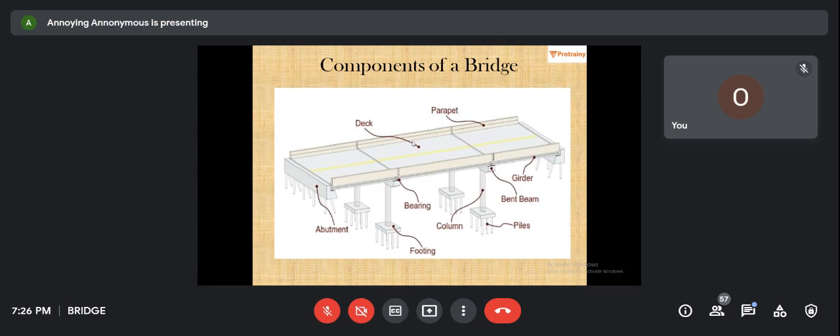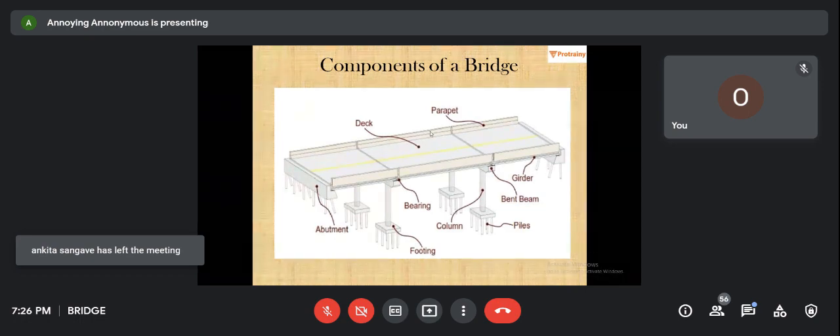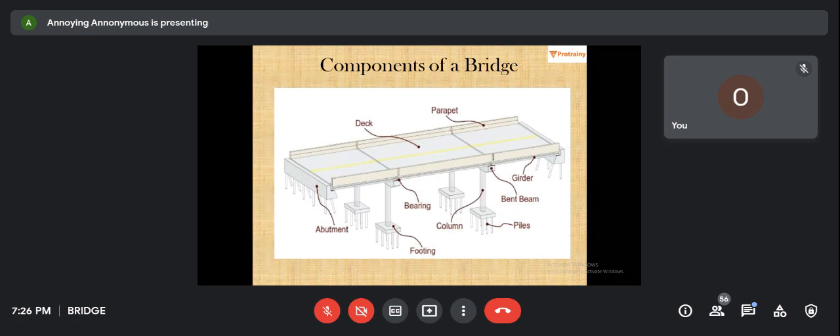So from the top, this is the parapet on both sides. Then there is the deck on which traffic is moving, or pedestrians are moving. Then comes the bearing. Bearing is the point on which this deck is resting. The deck, which bears all the movable load, rests on the girder at a point, and that is called bearing.